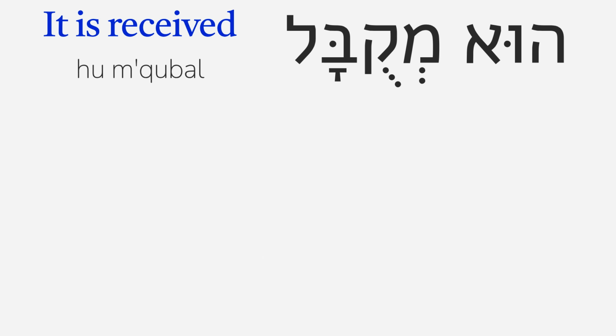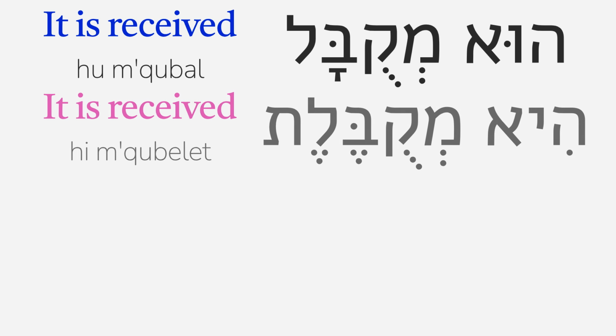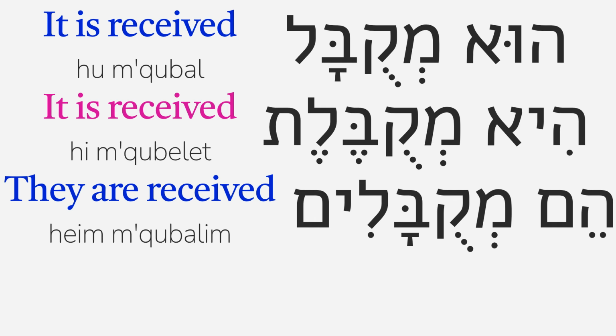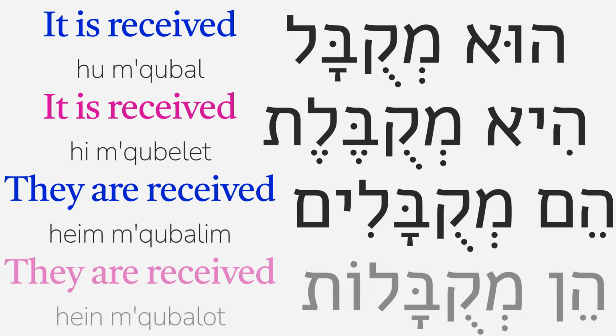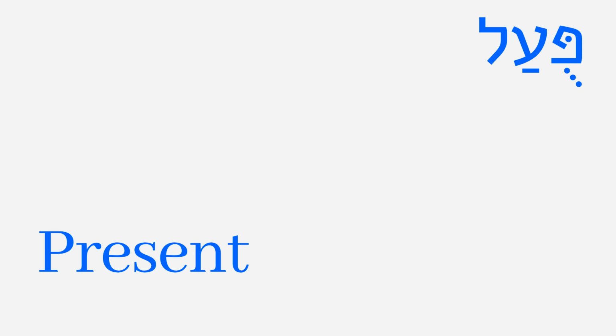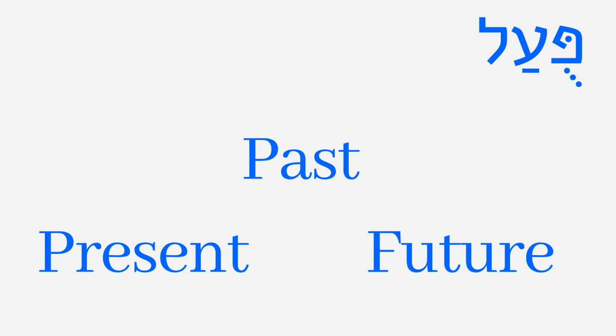With these verb forms, we can say hu makubal, it is received in masculine form. He makubelet, it is received in feminine form. Hem makubalim, they are received in masculine plural form. And hein makubalot, they are received in feminine form. The Pual binyan has only 3 tenses: this present tense, the past tense, and the future tense.